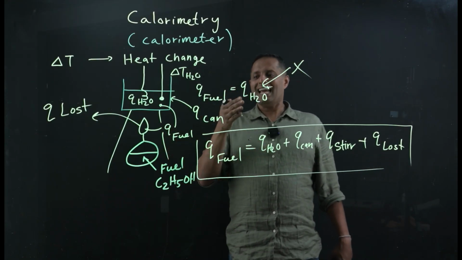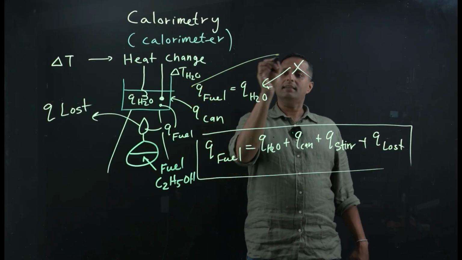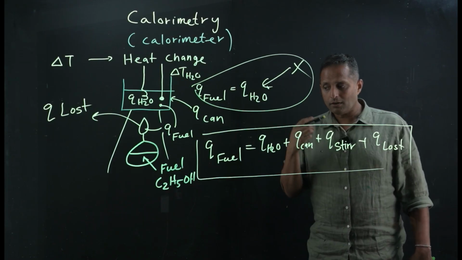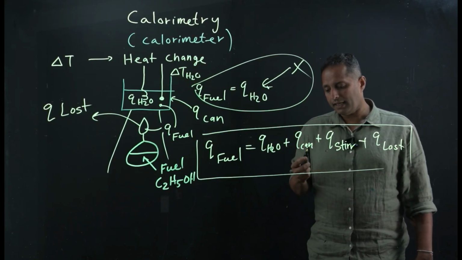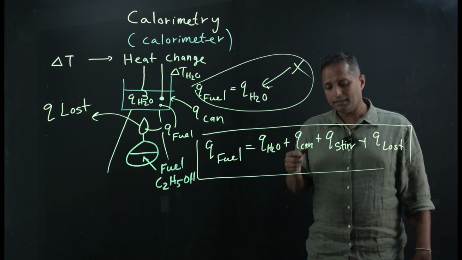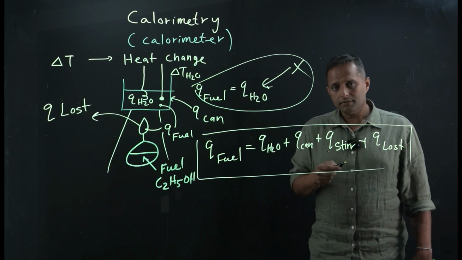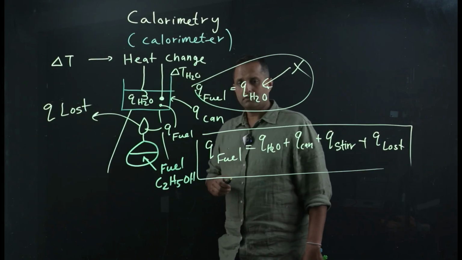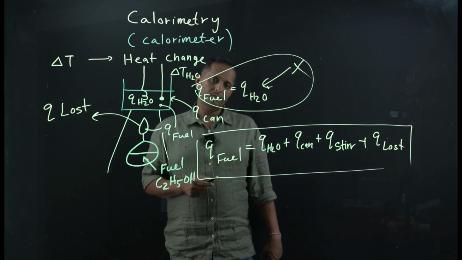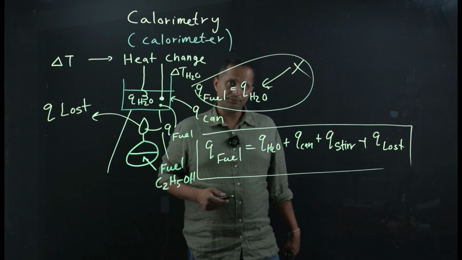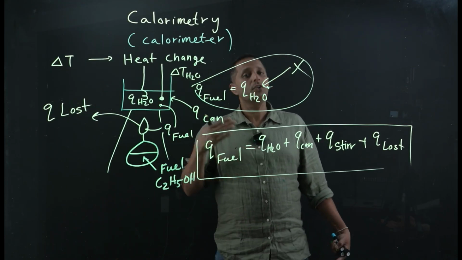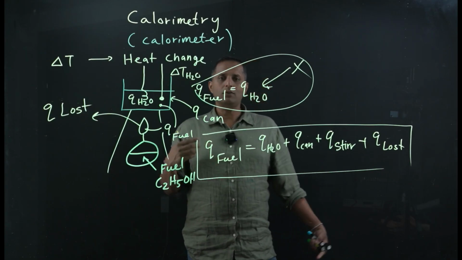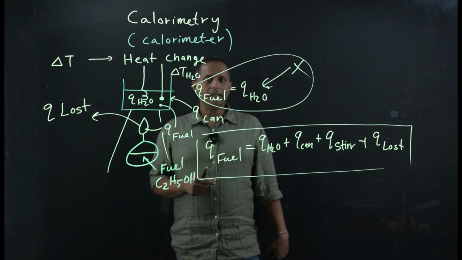Because in this method, we are not going to consider the heat that gets absorbed by the can, the stirrer, and the heat that gets lost to the surroundings. We don't consider that. Do we? No, we don't. So what can we do about it?